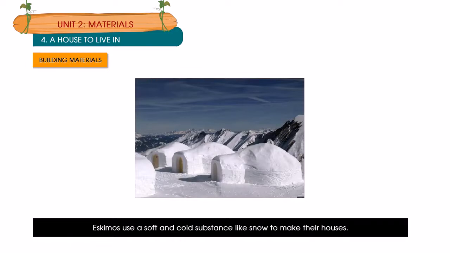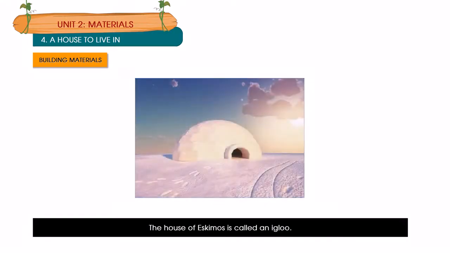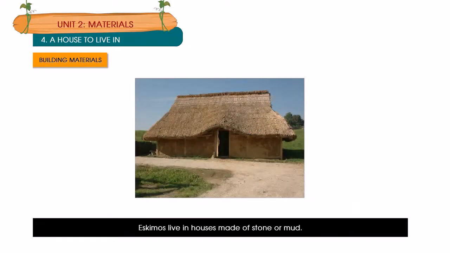Eskimos use a soft and cold substance like snow to make their houses. They are warm shelters for Eskimos. The house of Eskimos is called an igloo. But Eskimos build them as temporary shelters, only when they go for food. Otherwise, Eskimos live in houses made of stone or mud.